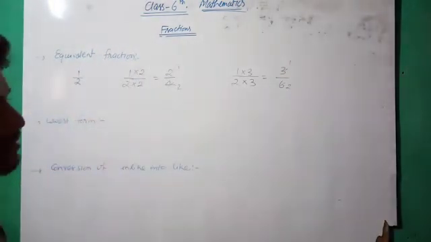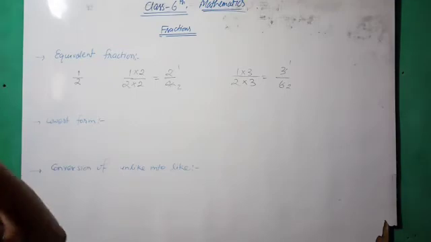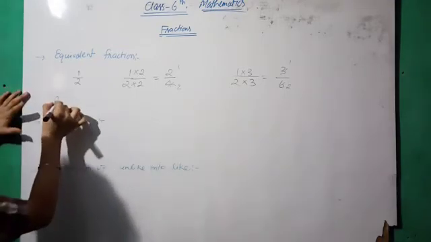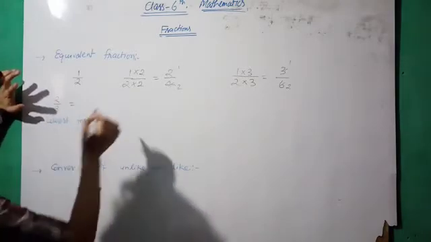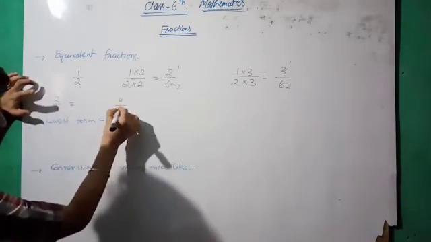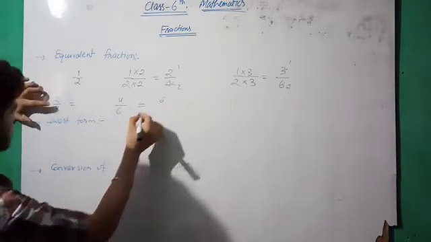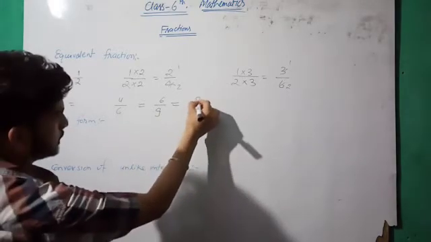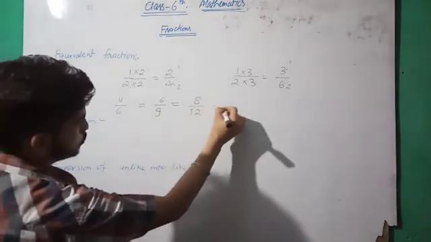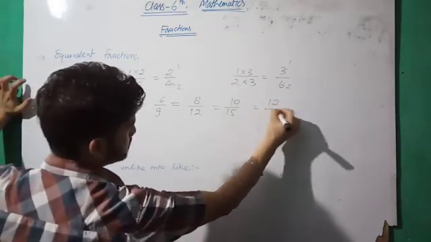We have an infinite number of equivalent fractions for a given fraction. Like if you want to find 5 equivalent fractions of 2 by 3, the first one is 2 into 2 is 4 and 3 into 2 is 6. Second one is 2 into 3 is 6 and 3 into 3 is 9. Then 2 fours are 8 and 3 fours are 12. Then 2 fives are 10 and 3 fives are 15. 2 sixes are 12 and 3 sixes are 18.